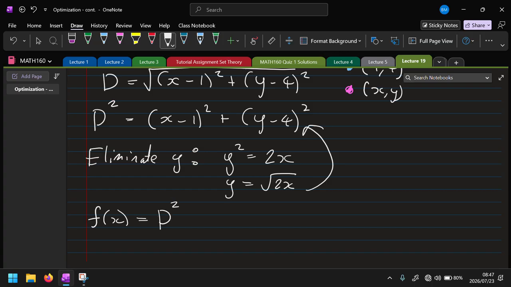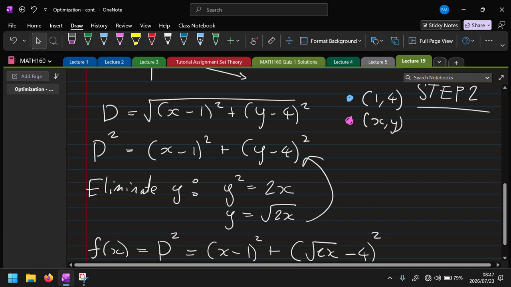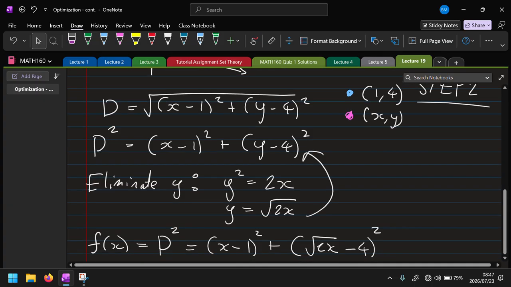That was our distance squared, and that's going to be equal to (x minus 1) squared plus (root 2x, which we put in place for y, minus 4) squared. Now the question is, optimizing this function, is that different to optimizing this original function with the roots?